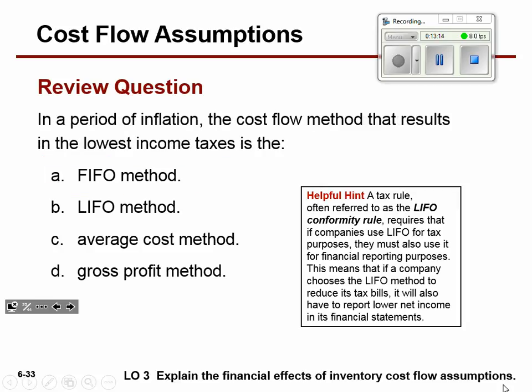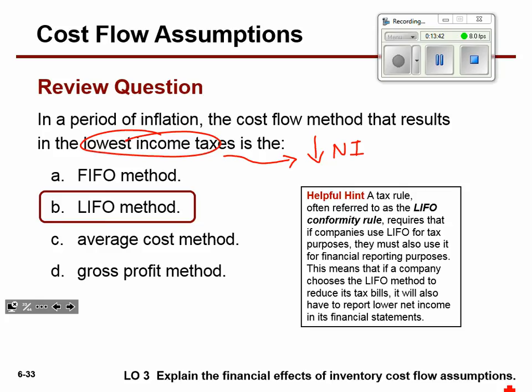In a period of inflation or rising prices, the cost flow method that results in the lowest income taxes. Now hold on. In other words, the lowest net income. If you don't make much money, you're not going to have to pay as many income taxes. So which one will result in the lowest? And I want you to know that lowest income taxes definitely relates to lowest income. Which one? Why LIFO? COGS is higher because we're selling the more expensive values.